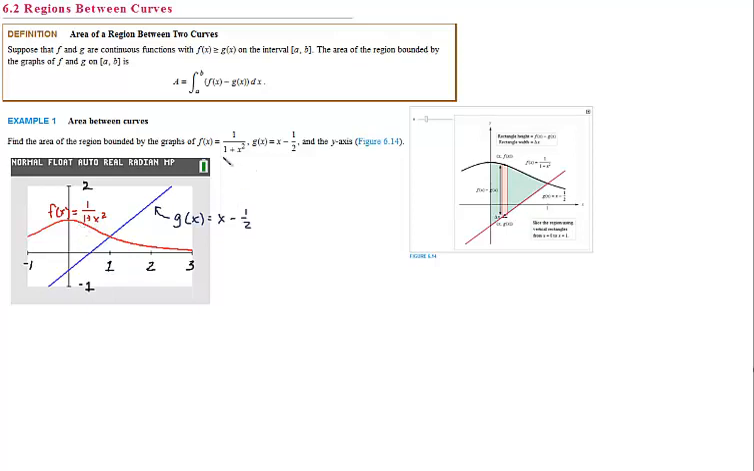If I notice they've given me two functions, what you're going to be doing is you'll plug those into your calculator and then you'll need to look at them. You need to decide which one's on top and which one is on the bottom, and it will be the top function minus the bottom function. And we're going to look at it with respect to x first.